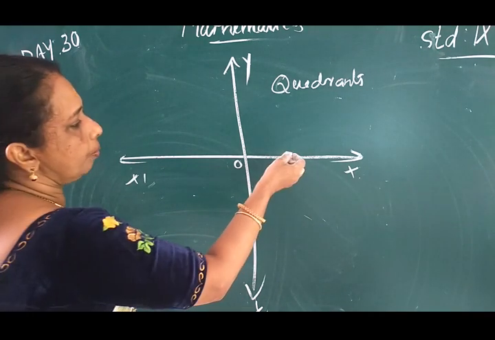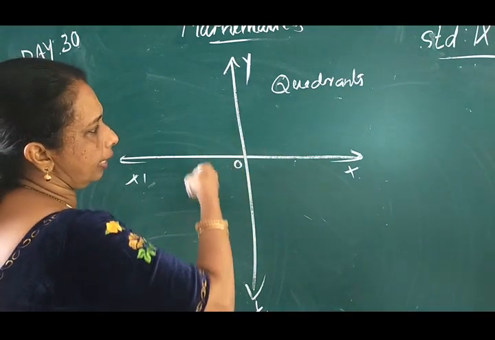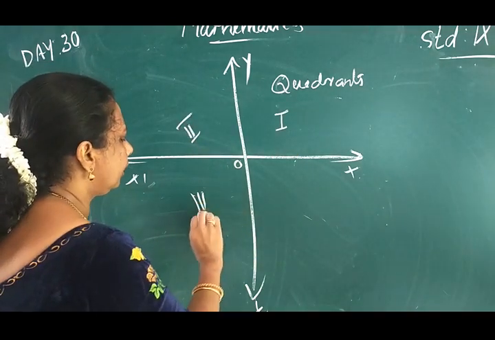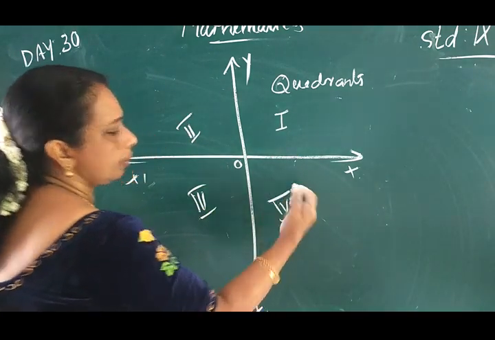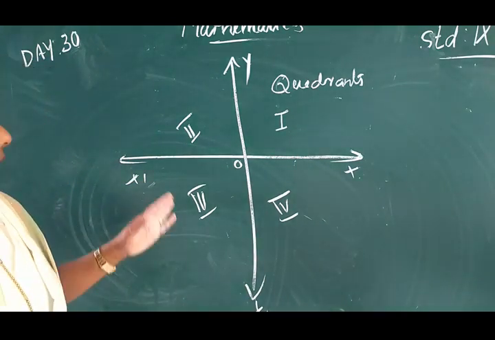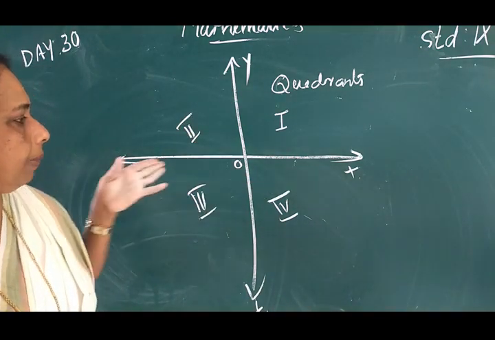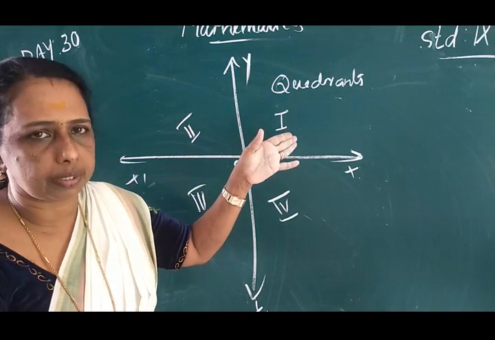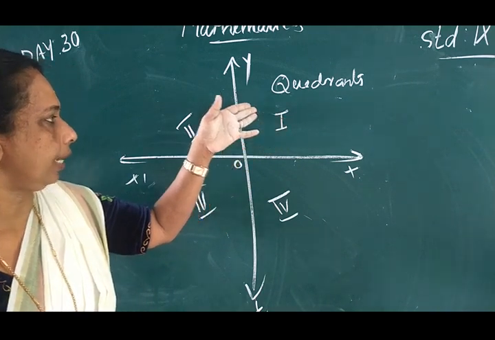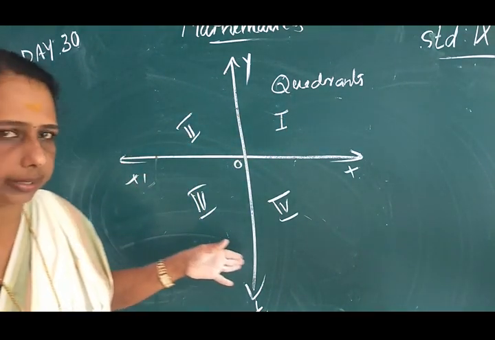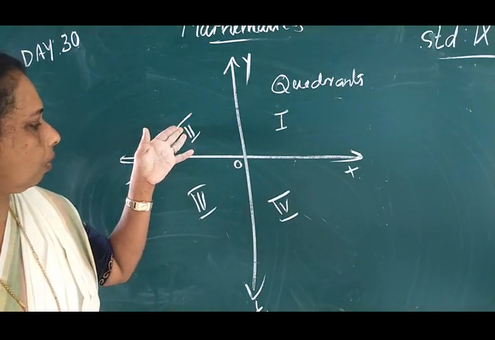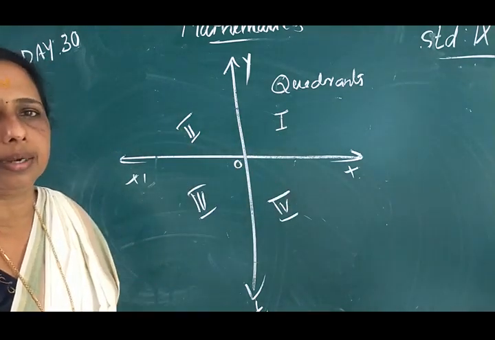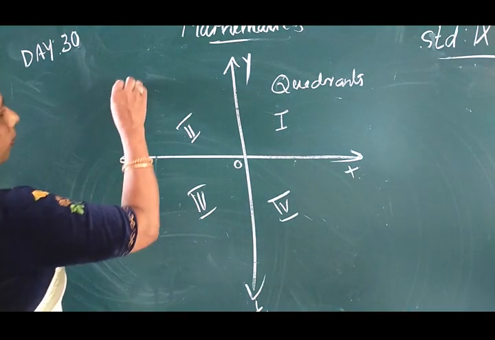These quadrants we have to mark in the anti-clockwise direction: first quadrant, second quadrant, third quadrant, and fourth quadrant. And this plane is called a Cartesian plane.